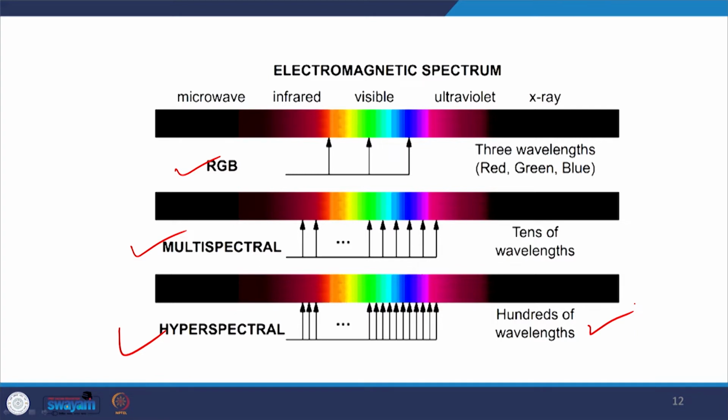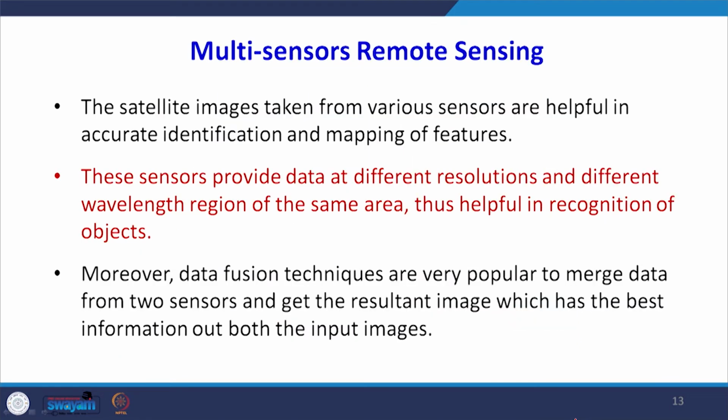So, once we have the images from multispectral data, and from hyperspectral data, hundreds or more than 100 images, the biggest challenge is how to select the best bands which can give me the optimum information, and how to reject some of the bands.